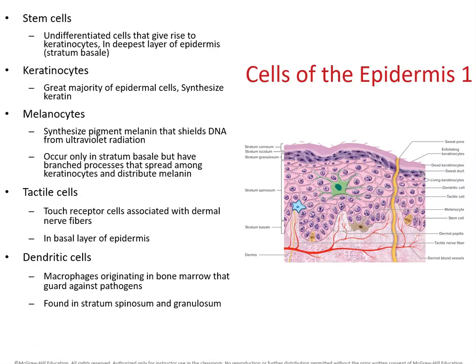Tactile cells, we said that there are a few sensory processing functions of the epidermis. There aren't a whole lot here, but we do have some touch receptors. And then dendritic cells. Dendritic cells are a type of macrophage that come from the bone marrow, and they help to guard against pathogens.